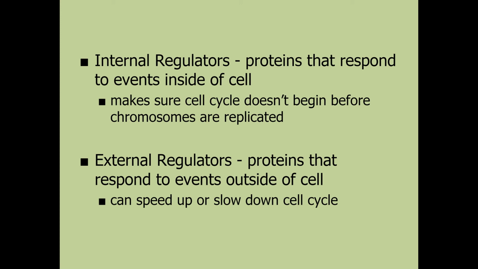The opposite type of regulator is an external regulator, meaning outside of the cell. So these are proteins that respond to events that are going on outside the cell, and they can speed up or slow down the cell cycle depending on the environment or depending on what's going on outside of the cell.